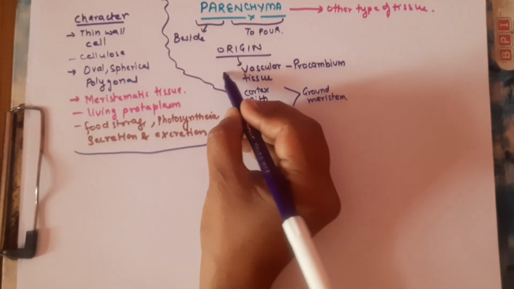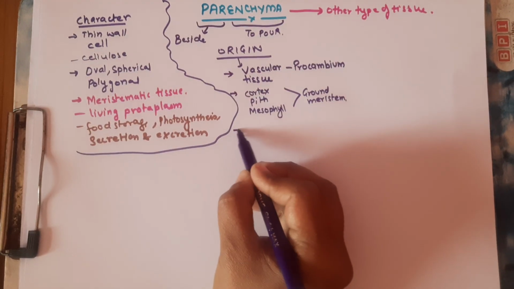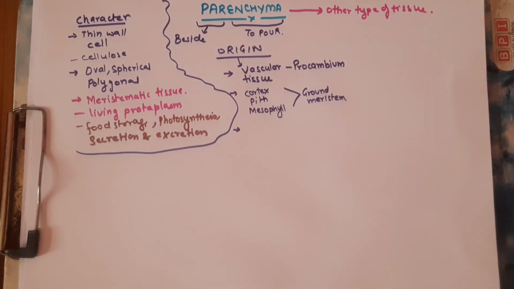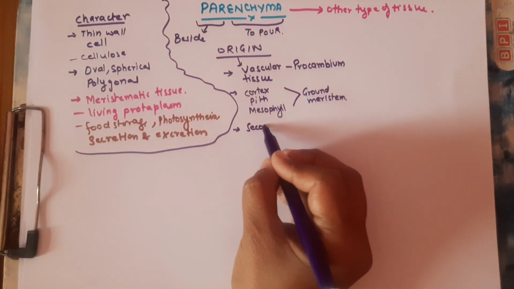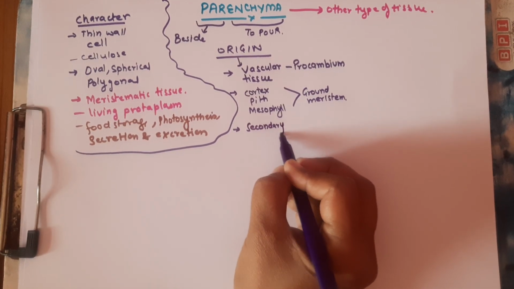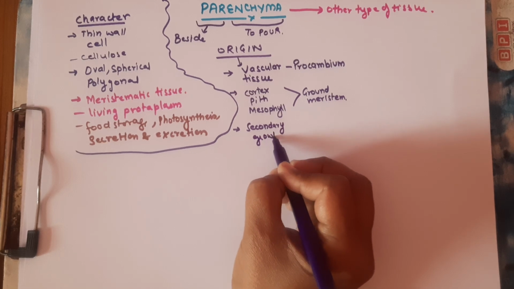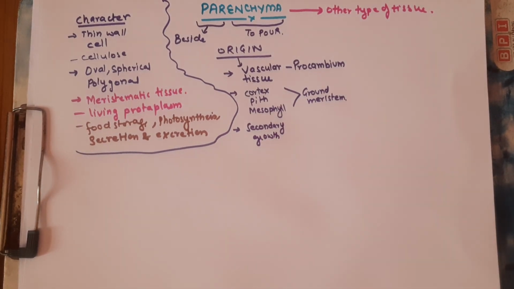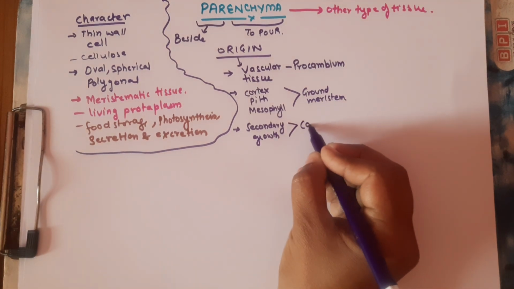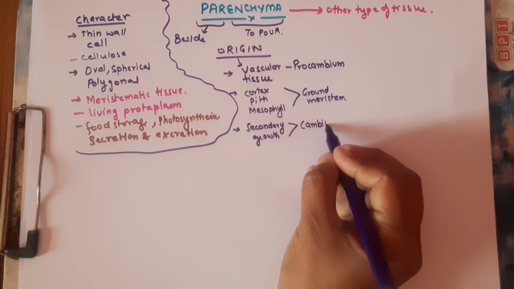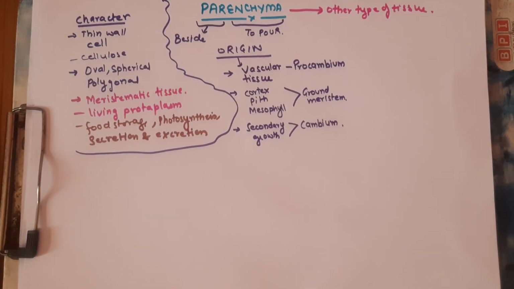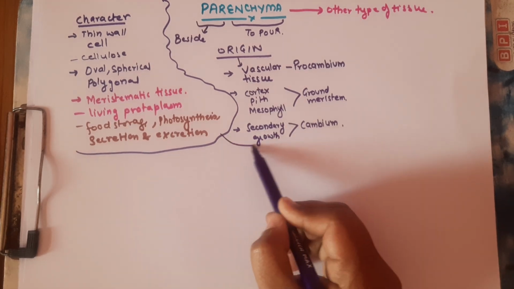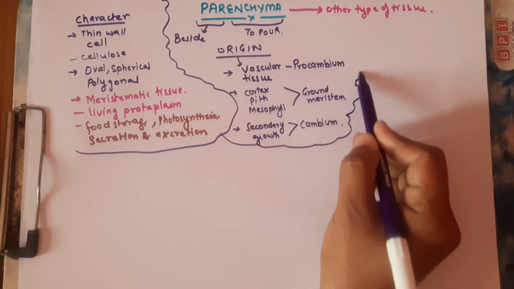Now when there is a time for secondary growth, then this parenchyma will appear from the cambium. So this is all about the origin of the parenchyma, students.